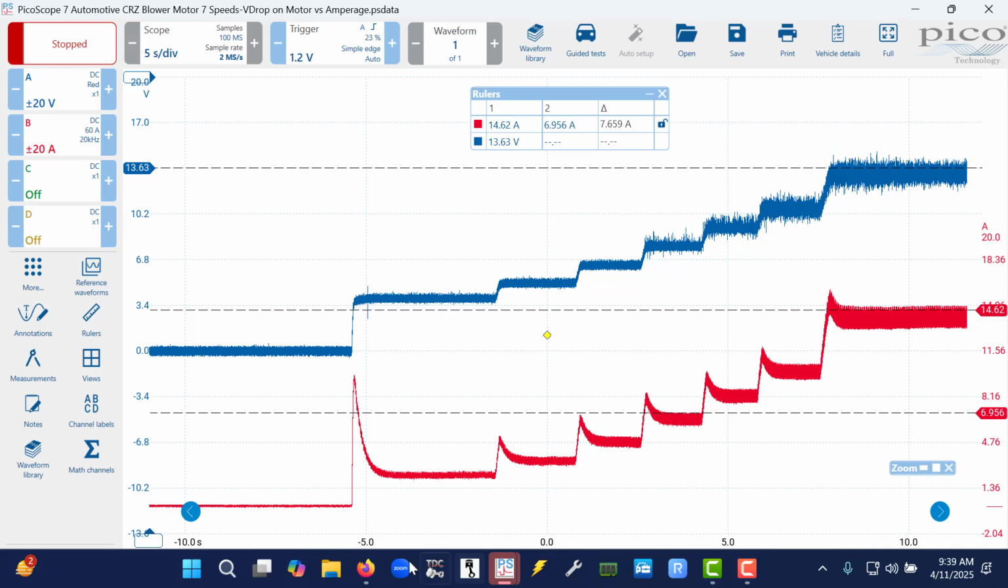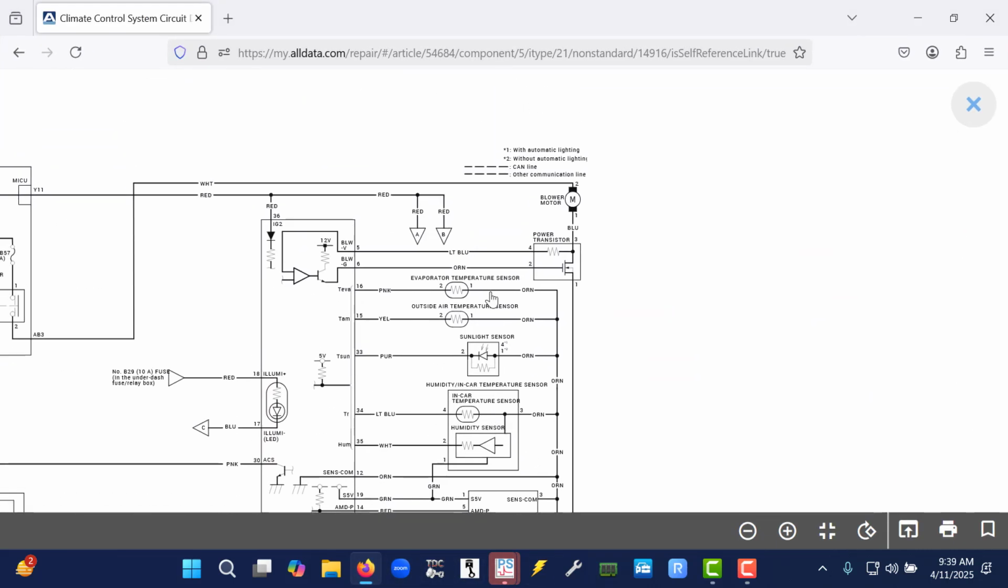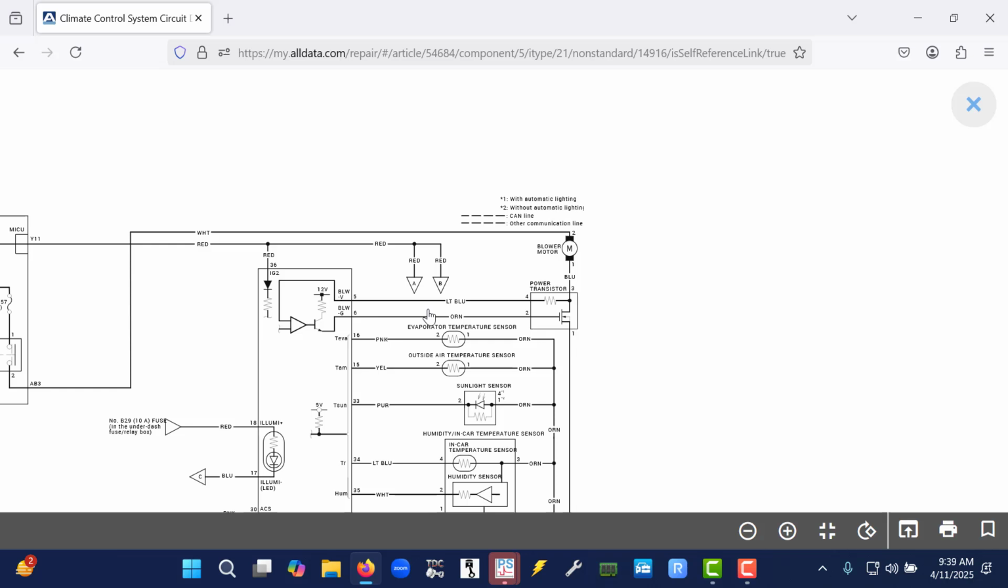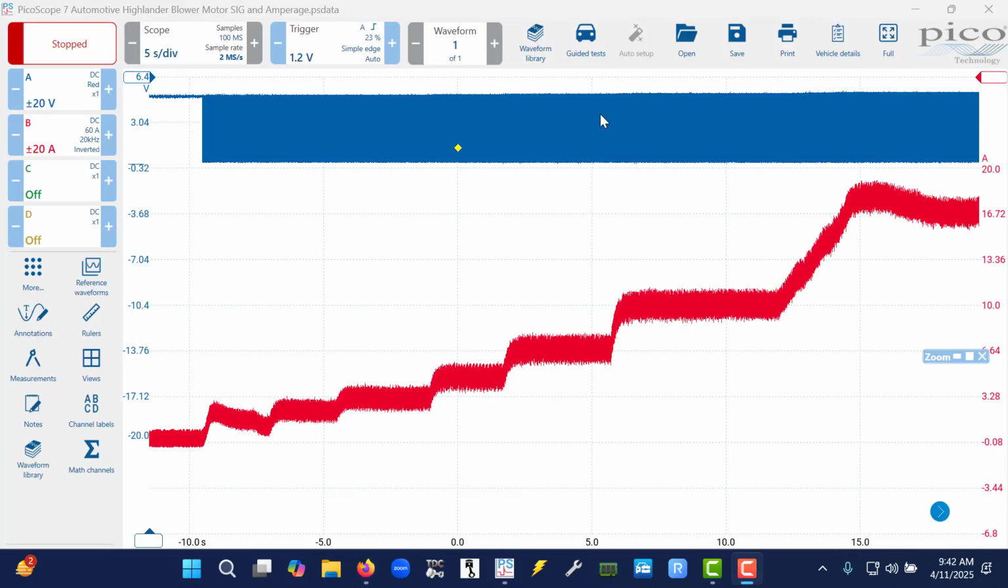All of this happens, again, by the controller dictating from the input side, what they're calling the climate control unit, the amount of energy concentrated on the blower motor itself. So this power transistor is acting effectively as a resistive path to ground continuously while this motor operates to adjust perceived speed.